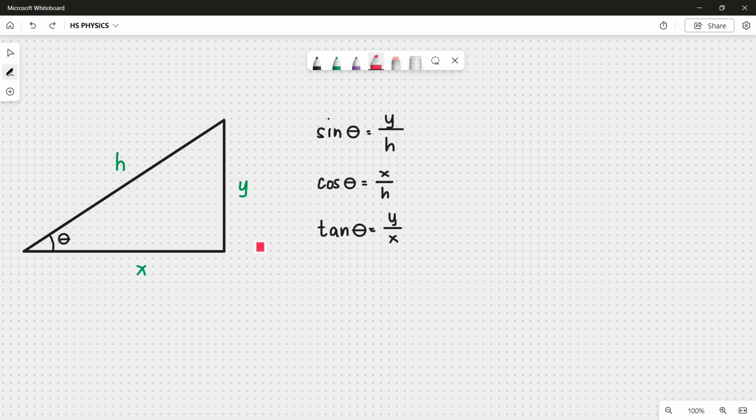Since by definition, cosine theta is equal to x over h, we can find the length x if we know h and theta by using x is equal to h cosine theta. Similarly, we can find the length of y by using y is equal to h sine theta. These trigonometric relationships are useful for adding vectors.